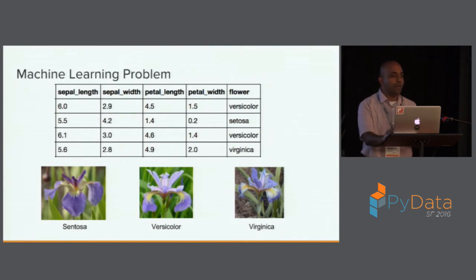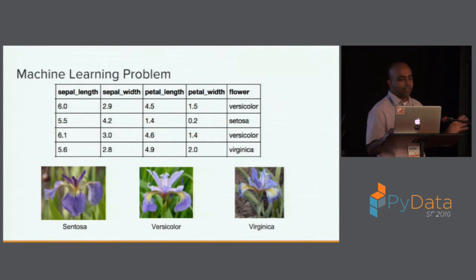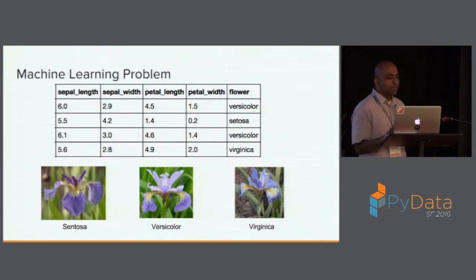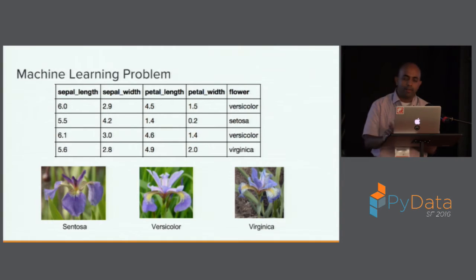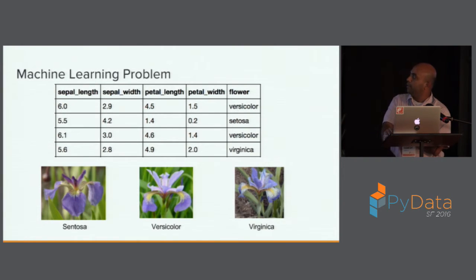All right, so machine learning problems. I'm going to take a very simple machine learning problem, which is the famous iris data set that's integrated into Scikit-Learn. It's a classification problem. Given a petal and sepal length and width, you're going to classify what type of flower that is.